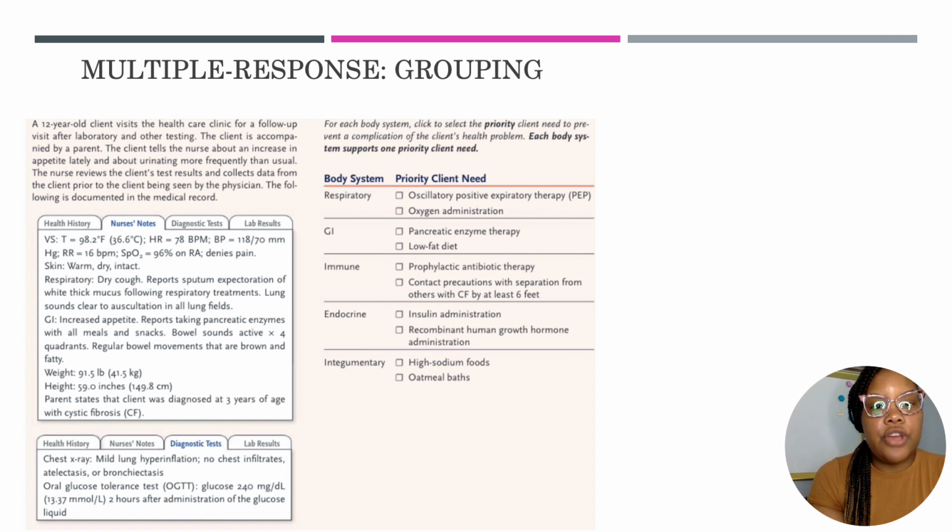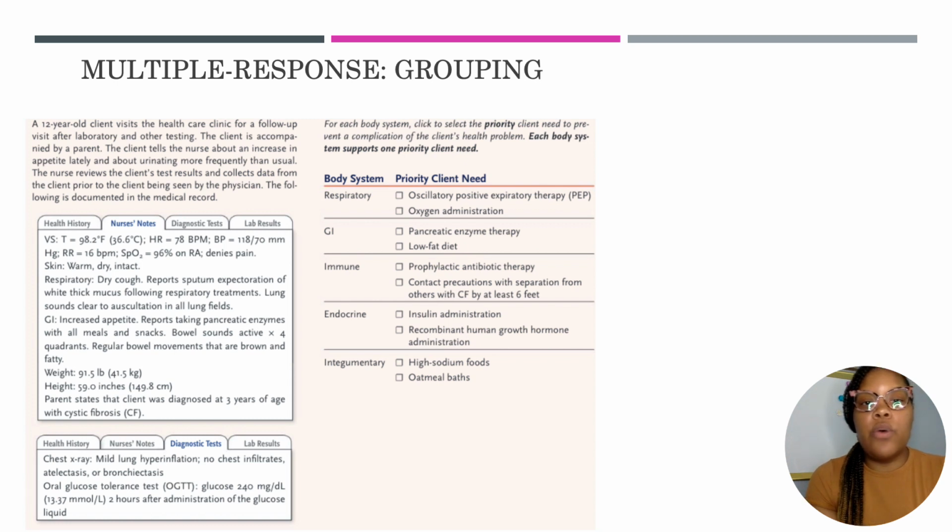The client tells the nurse about an increased appetite lately and about urinating more frequently than usual. The nurse reviews the client's test results and collects data from the client prior to the client being seen by the physician. The following is documented in the medical record.